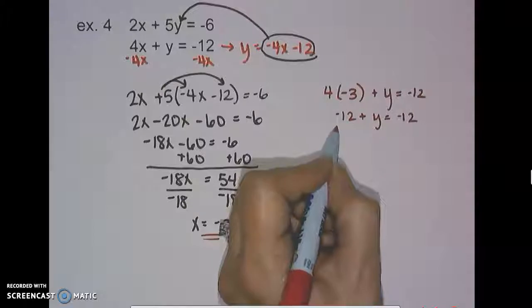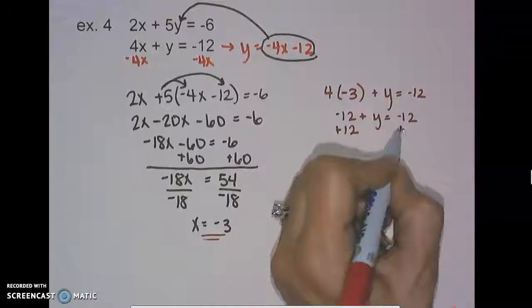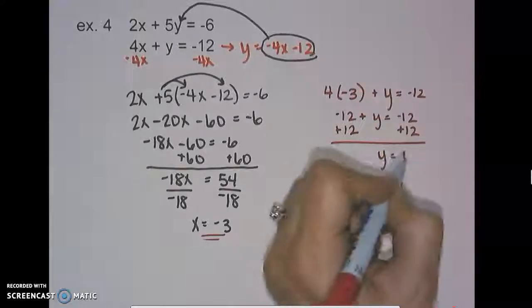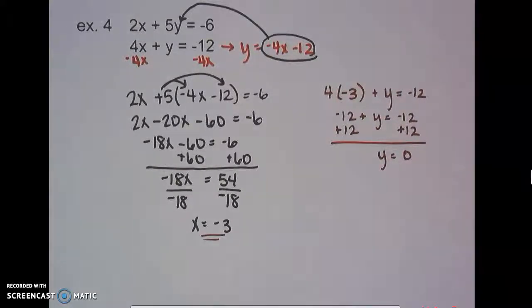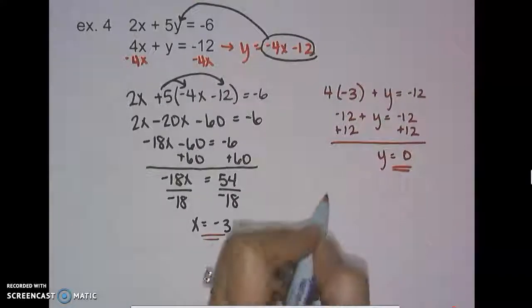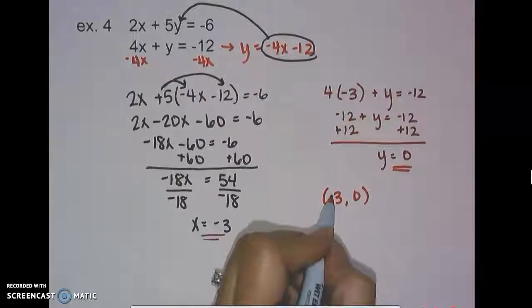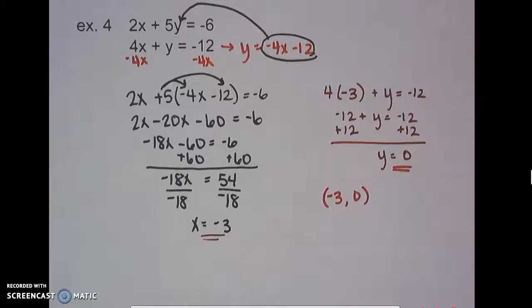To get y by itself, we need to add 12 to both sides. Negative 12 plus 12 gives me 0. So now we're going to be able to write our solution to this in x comma y. So we got y equals 0. That means we have, whoops, sorry, negative 3, 0 is our solution.